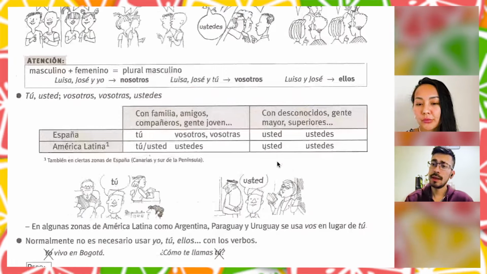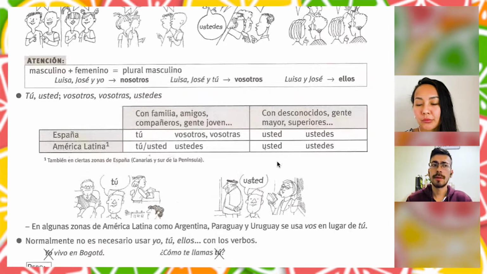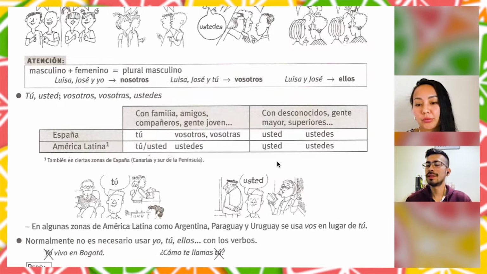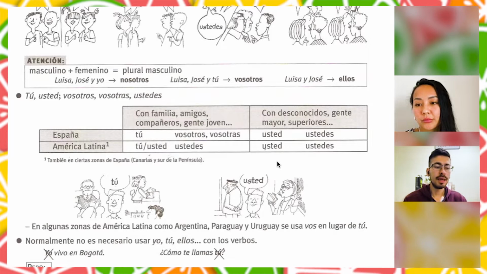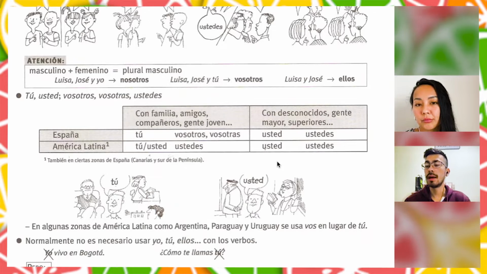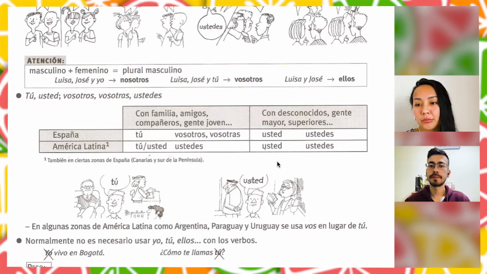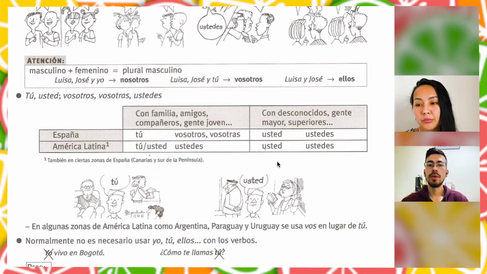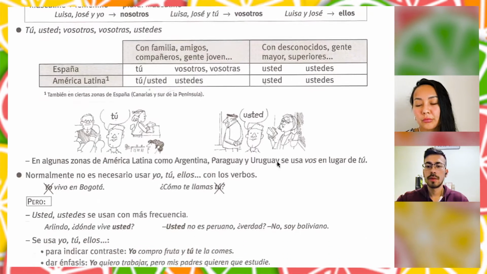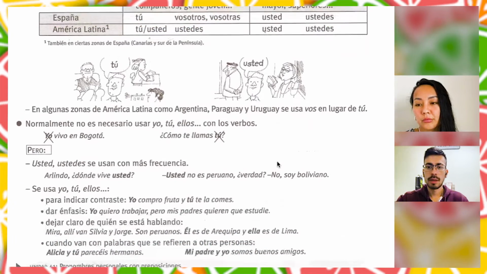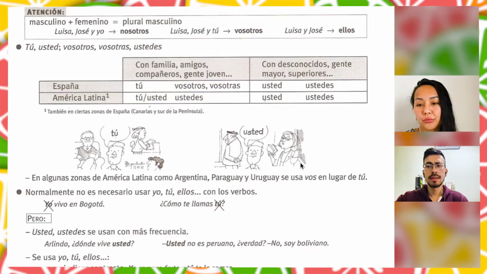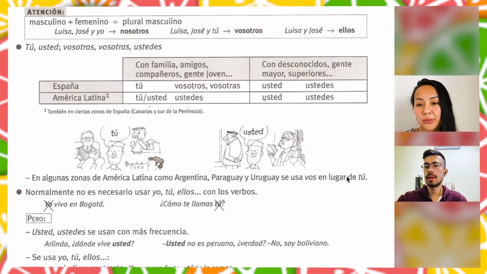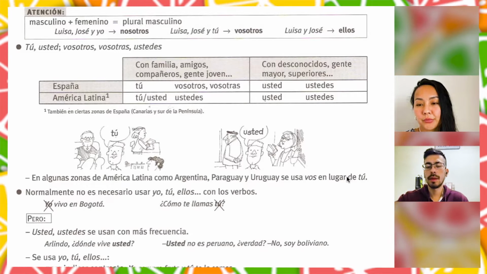And the other thing that I want to talk to you about is that some countries, for example Argentina, Uruguay, and Paraguay, they use vos instead of tú. Interesting. That is Argentina, Uruguay, and Paraguay.